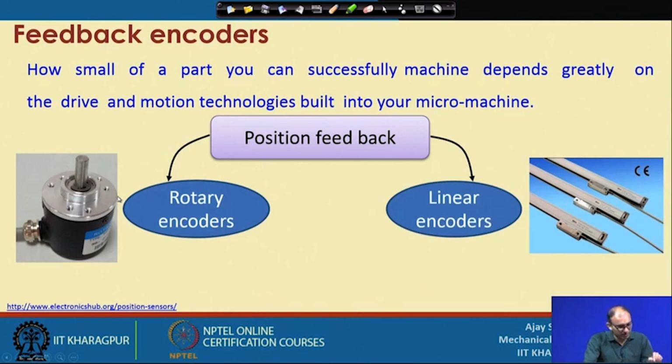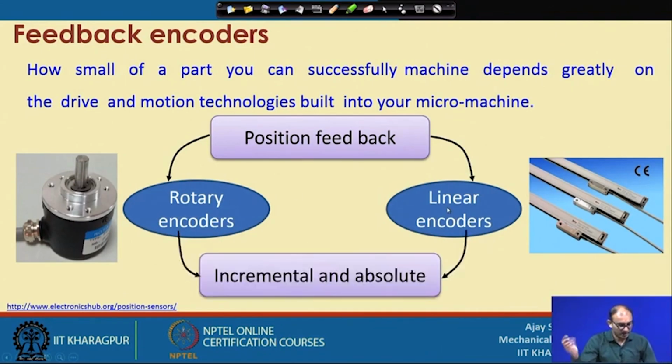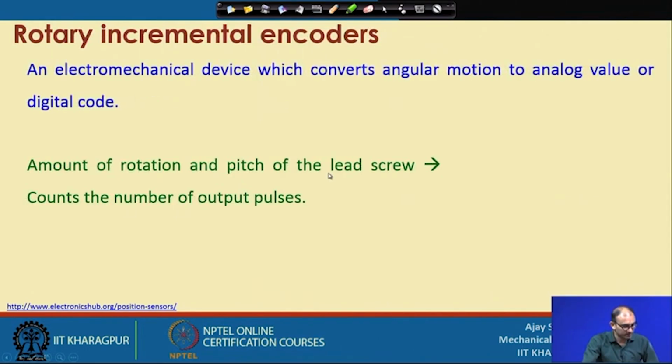For position feedback, if you are looking at spindle RPM, then you have to put a rotary encoder on the spindle, and if you are talking about x, y and z linear motion, then you can use either a rotary encoder or a linear encoder. Rotary encoders have two types, incremental encoder and absolute encoder, and the same is true for linear encoders. So, in total we have 4 different types of encoders: incremental rotary encoder, absolute rotary encoder, incremental linear encoder and absolute linear encoder. Let us see how these play an important role.